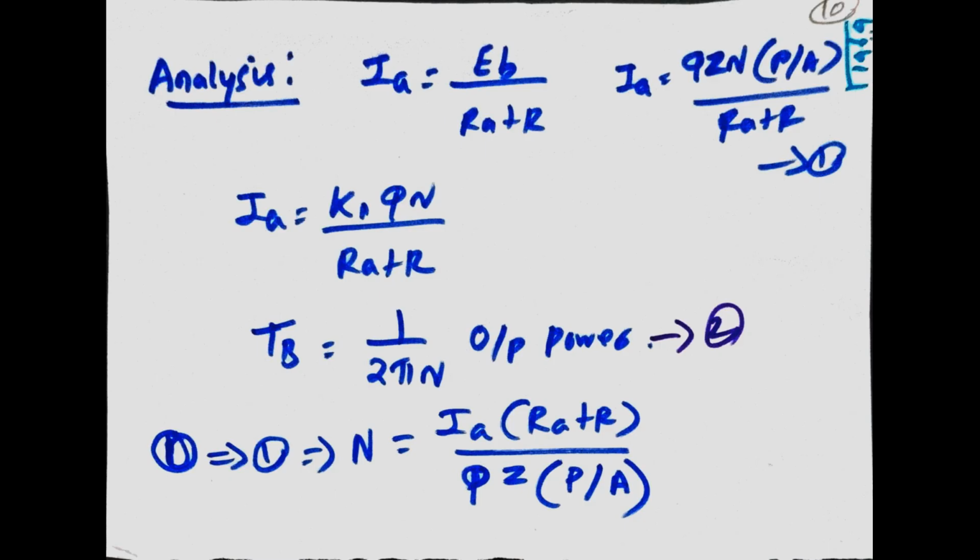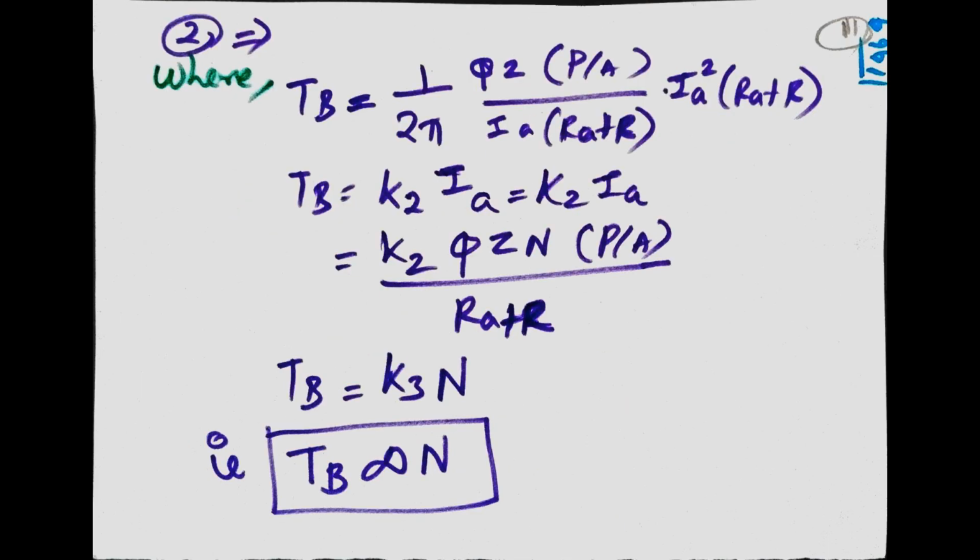The second equation comes to TB, the braking torque, is equal to 1 divided by 2 pi Z phi (P divided by A) divided by IA, which is IA squared into (RA plus R). TB comes to K2 IA, which is K2 into phi Z (P divided by A) divided by (RA plus R). TB is equal to K3 N, that is, TB is proportional to N. That is the important equation in rheostatic braking or dynamic braking.